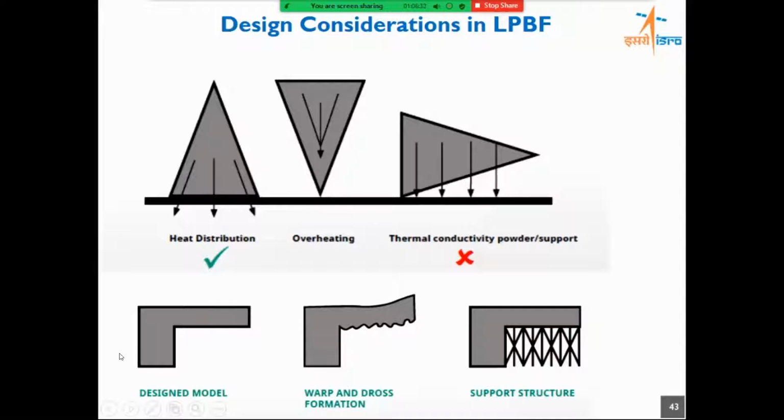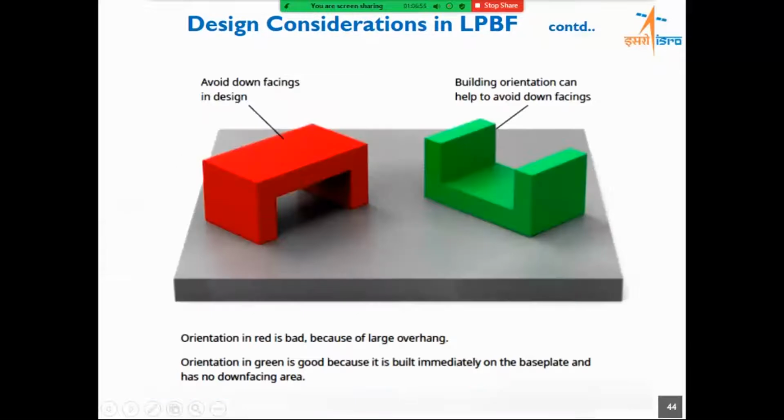Similarly, when we try to design a model in the shape of this L and we try to print this final shape, because of the distortion and the dross formation, we end up printing such a part. So here it is essential to provide some support structures so that these can be removed and then you can get this final part in this shape as desired. Again, we have to avoid some down facing surfaces, so it is ideal to reorient this part this way as shown in green.